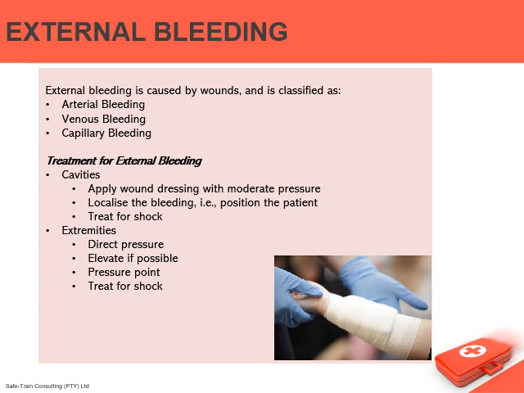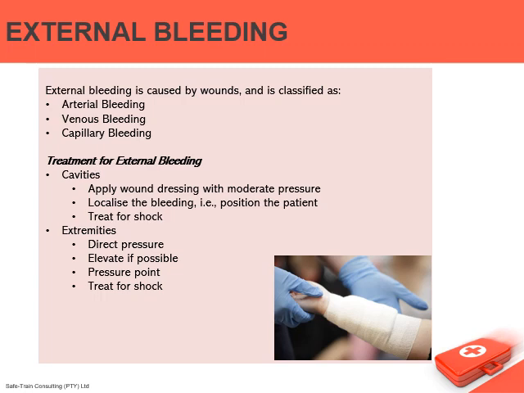External bleeding. Note: bleeding must be controlled so that the body can stop the bleeding. Bandages and dressings only minimize bleeding and prevent infection. External bleeding is caused by wounds and is classified as arterial bleeding. The artery transporting blood from the heart is damaged. The blood is bright red in color and is lost from the body in a squirting action.